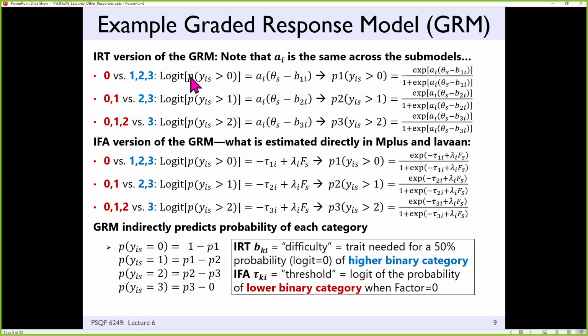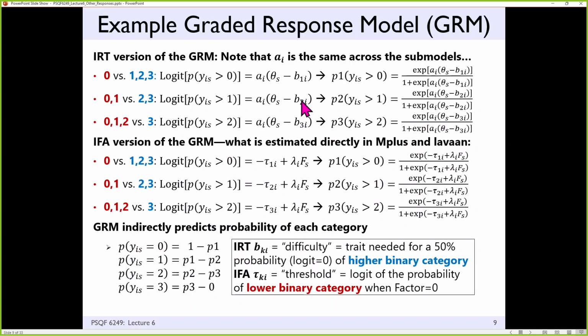So the top part of this is the IRT parameterization, where there is a common A across all 3 submodels for this 4-category item. That means that we are assuming that how the trait predicts the higher response is the same, regardless of which higher response we're talking about. So it doesn't matter if I'm talking about the logit of y greater than 0, greater than 1, or greater than 2, it's the same A regardless. Theoretically, you could change it, but it would take a lot of data and you'd have to write some kind of custom software to do it. Some kind of custom estimator, I should say.